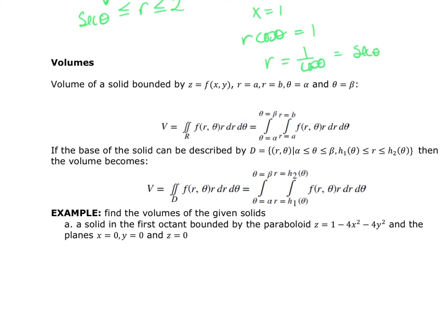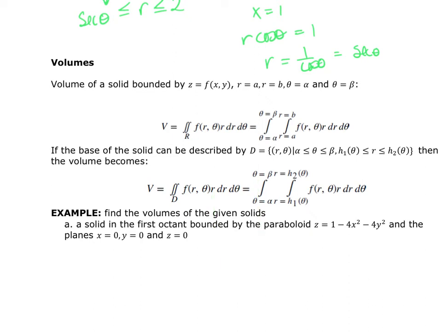So our volume is going to be our regular region, or if it's a non-rectangular, if it's a general region, it's region D, f of r theta, r dr d theta. And so, of course, we go from theta equal to alpha to beta, and r equal to a to b if we're rectangular. If it's general, then theta is from alpha to beta, and r is from my first function to my second function. And then using that information, let's find the volume of the solids given by this.